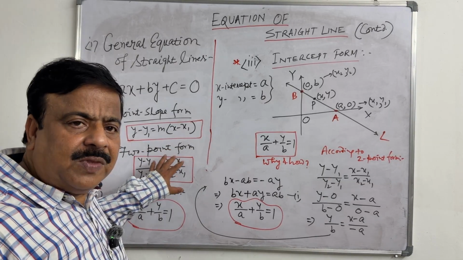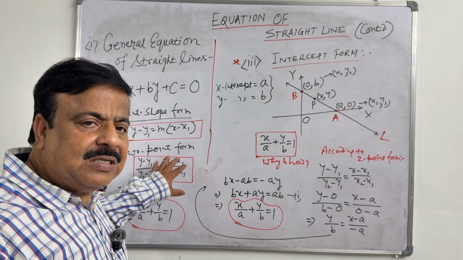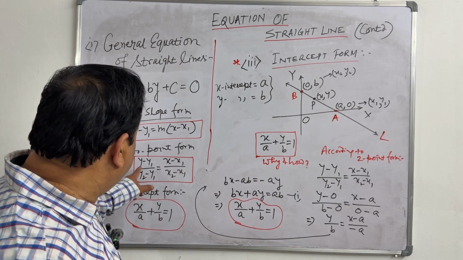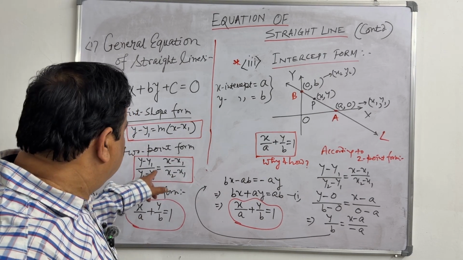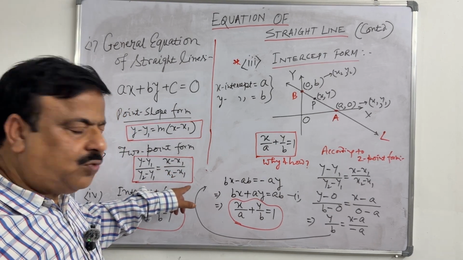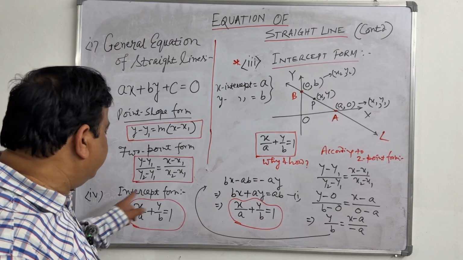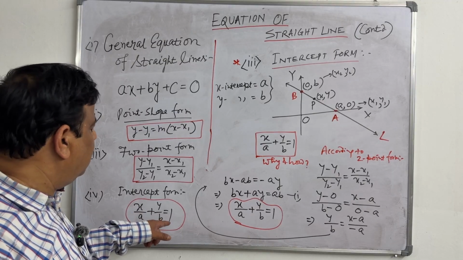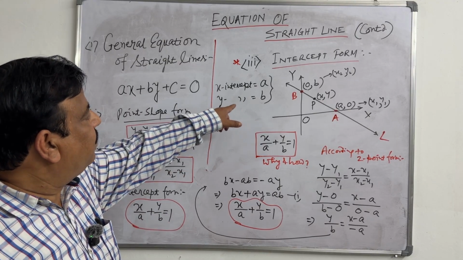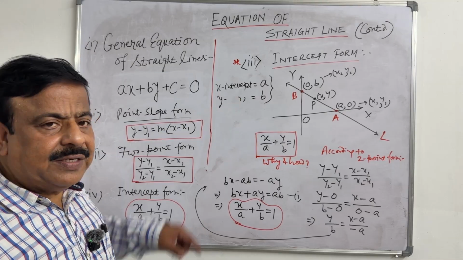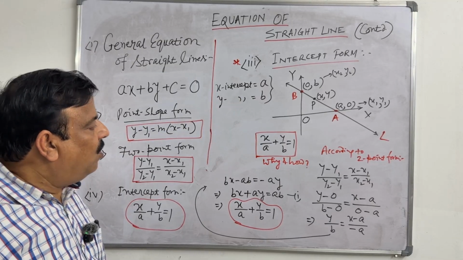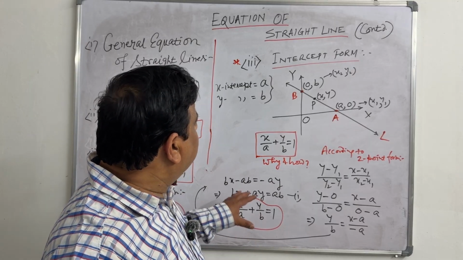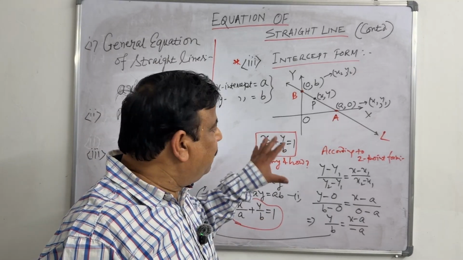In 2-point form, the straight line passes through two given points, say (x1, y1) and (x2, y2). The equation will be (y minus y1) by (y2 minus y1) is equal to (x minus x1) by (x2 minus x1). And the third form is intercept form. What is the equation? x by a plus y by b is equal to 1, where a and b are the x-intercept and y-intercept respectively. Now, we will solve some problems related to intercept form to clarify the concept.